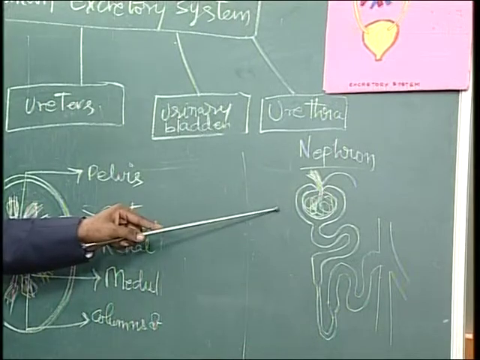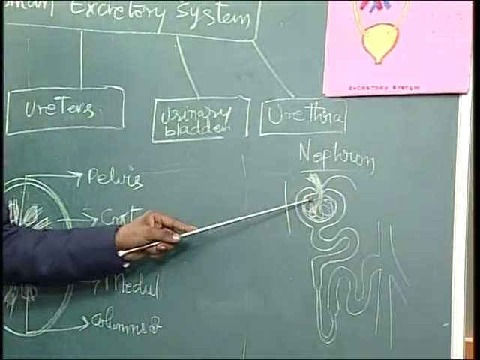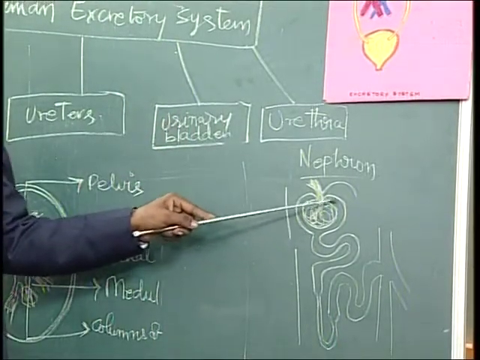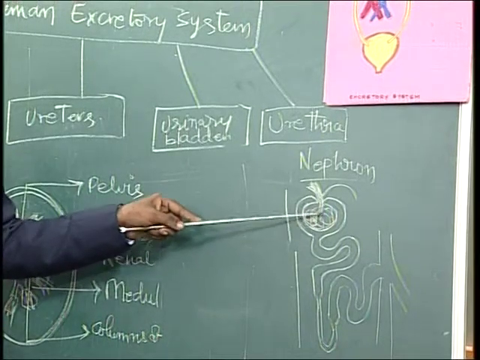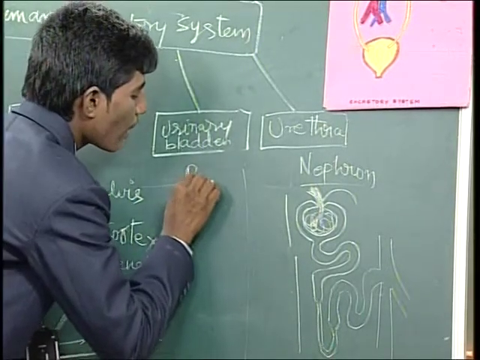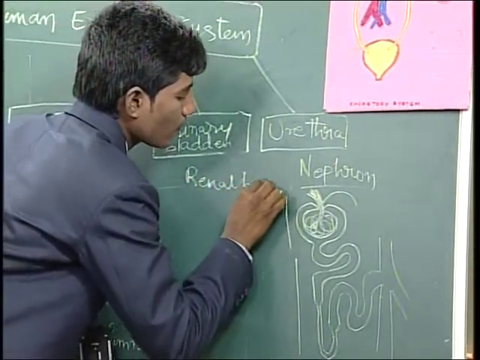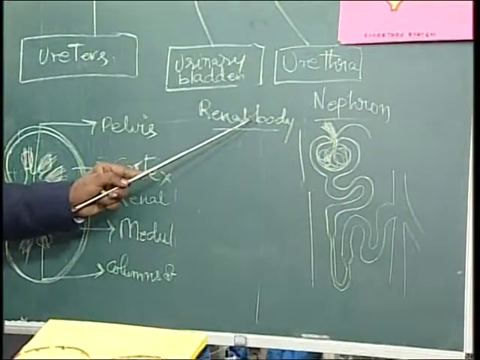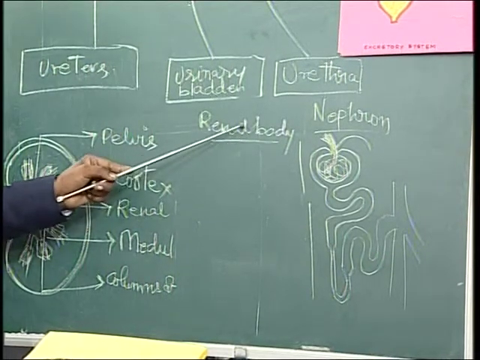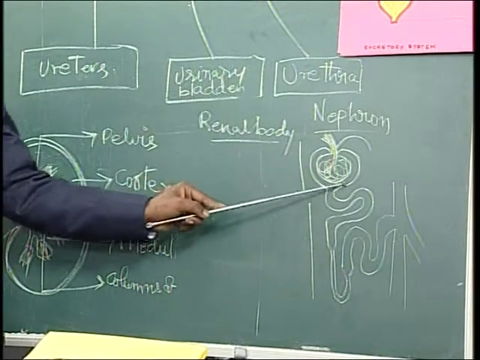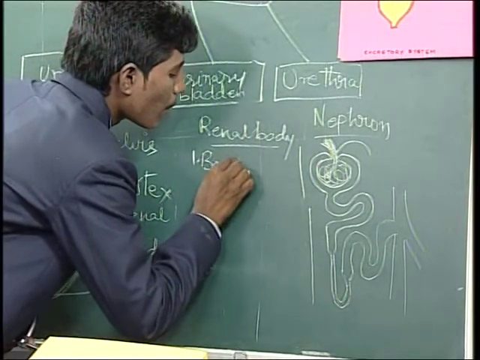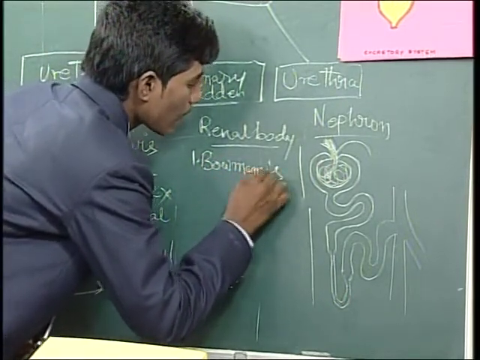Friends, it has two parts. See, this is one part and this tube-like structure is another part. See, this cup-like shaped structure, and something enters and coils. Up to this is called the renal body. Here, the renal body is also called the Malpighian body and renal corpuscle. See here the cup-like shaped structure. This is called Bowman's capsule.